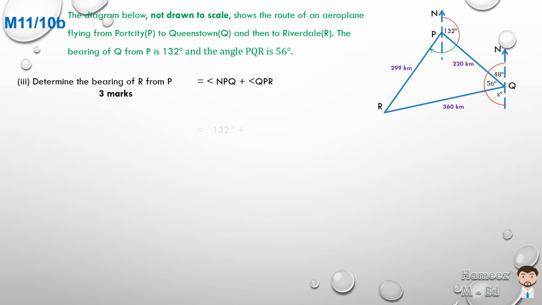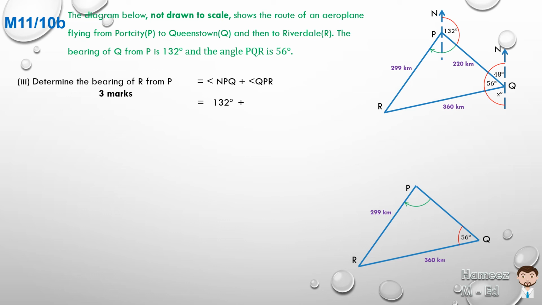Now we already know 132 degrees is NPQ, so we need to work out the part in green. And let's extract that triangle so we can see it. And what do we have? We have 299 kilometers, and that's opposite 56 degrees, and we have 360 kilometers. The angles and their opposite sides have a correlation between them, so that if the angle is bigger, then you're going to get a bigger side. So we have 360 kilometers, which means that our angle should be more than 56 degrees.